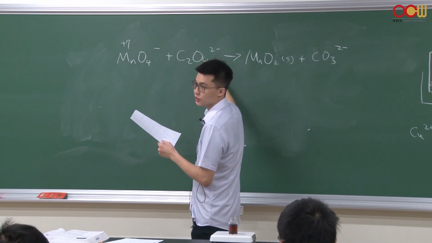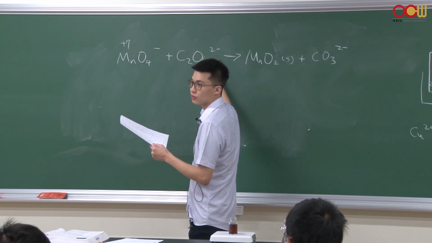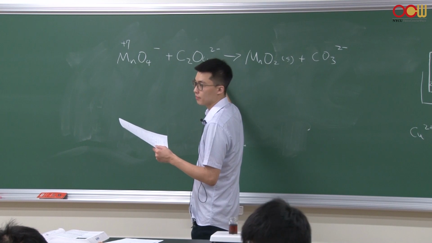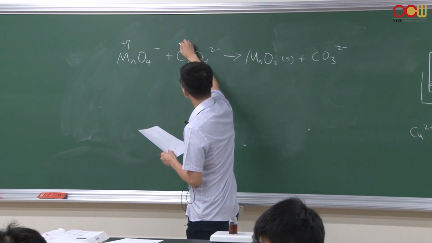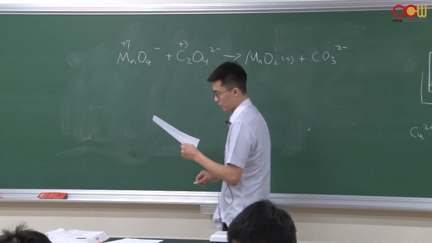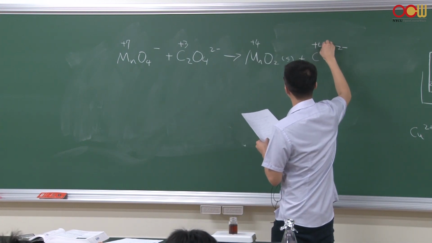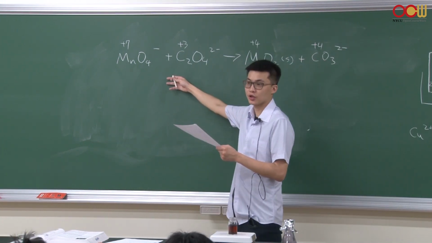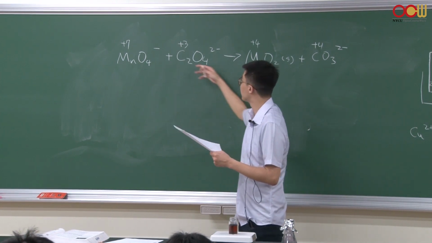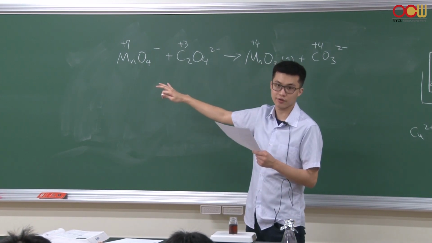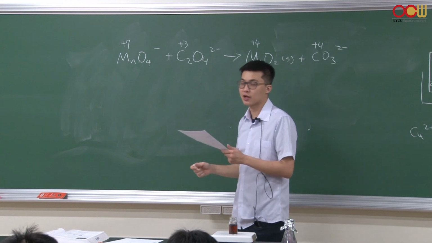And we know oxygen is always -2 unless specifically mentioned. So carbon will have a +3, +4, +4. Okay, you will know which one is the reducing agent and which one is the oxidizing agent, right? So let's write the half cell reaction.